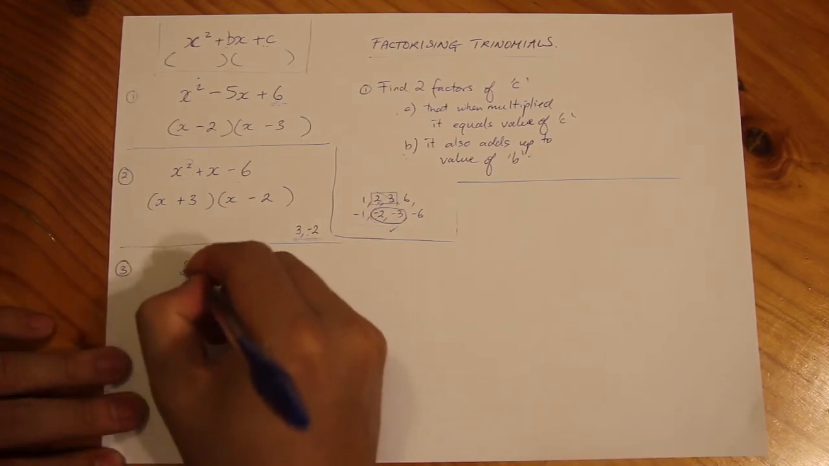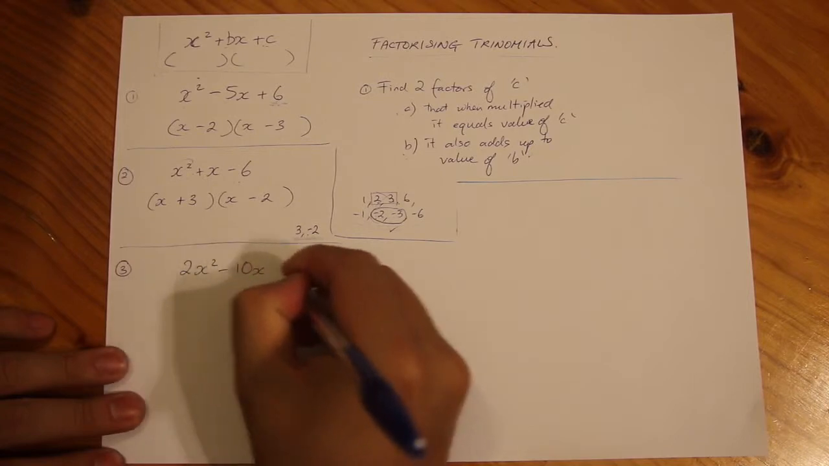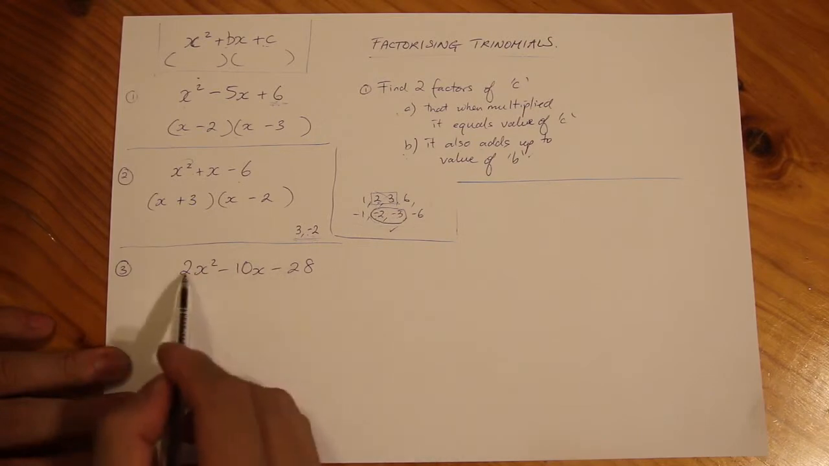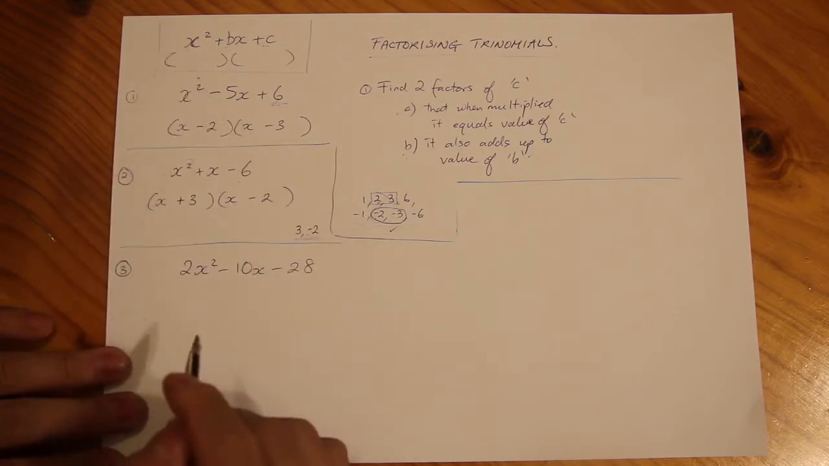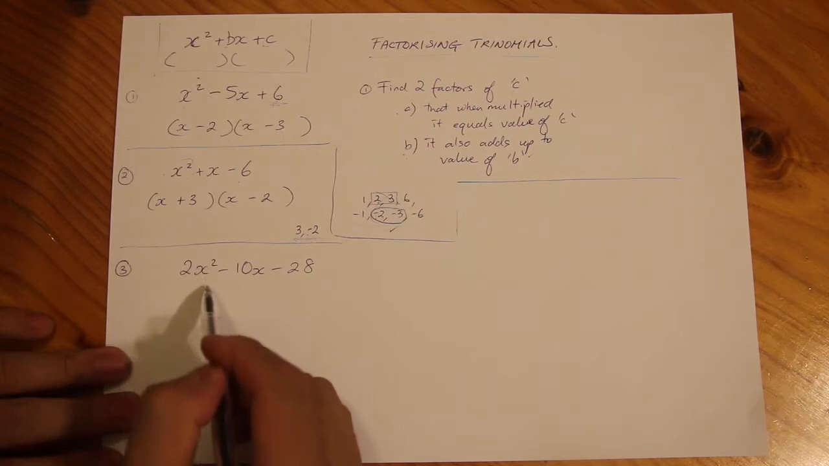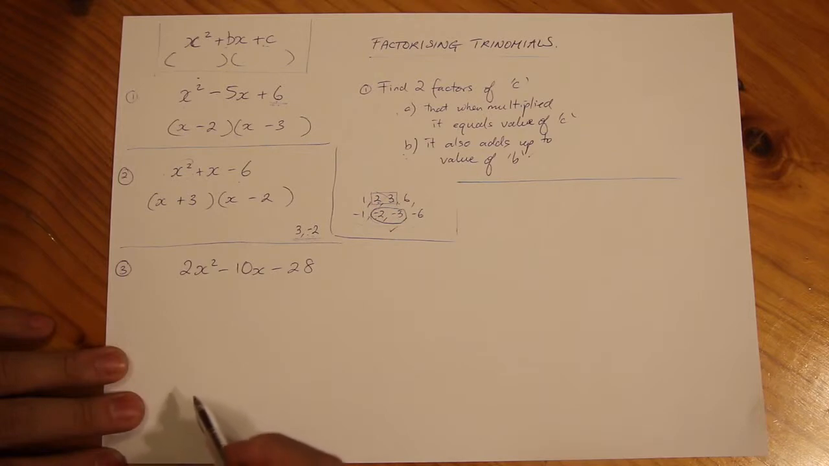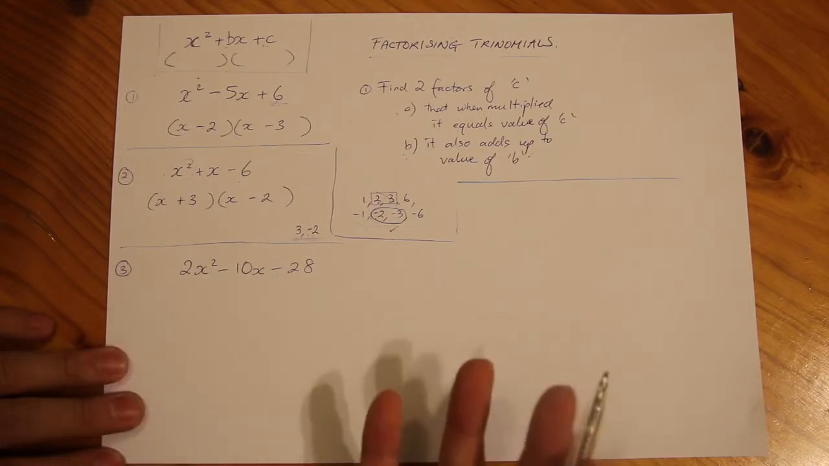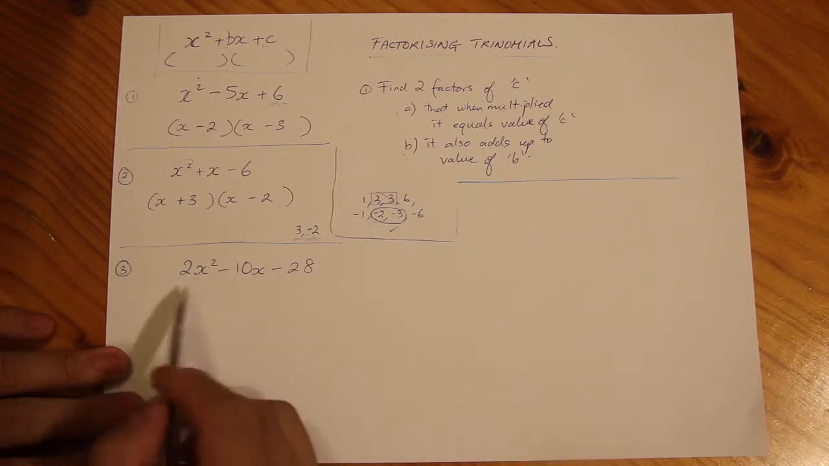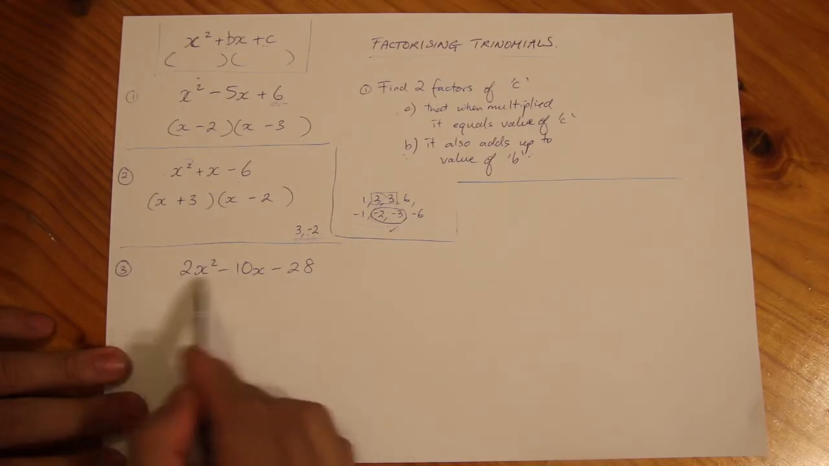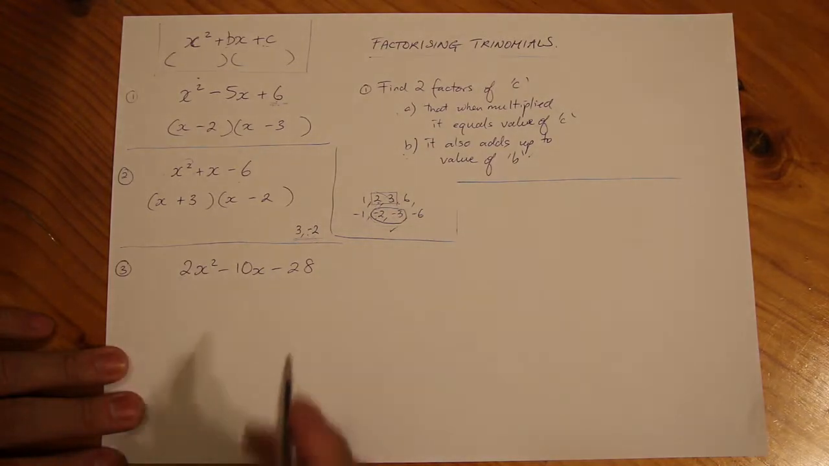Here we have 2x squared minus 10x minus 28. The difference here is that we've got a number in front of the x squared, whereas in these two cases we don't. What would be great is that we get an expression that does just have an x squared, so to eliminate the 2. The only way to actually eliminate the 2 is to make sure that this number is a factor of the other two. So you want to actually find the highest common factor between each of the three terms.